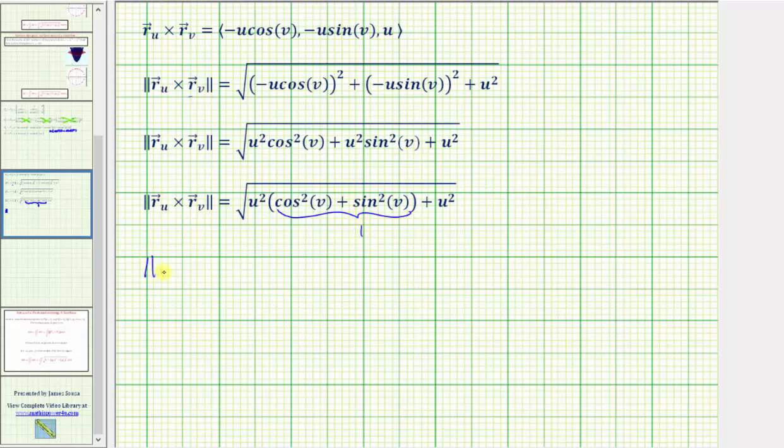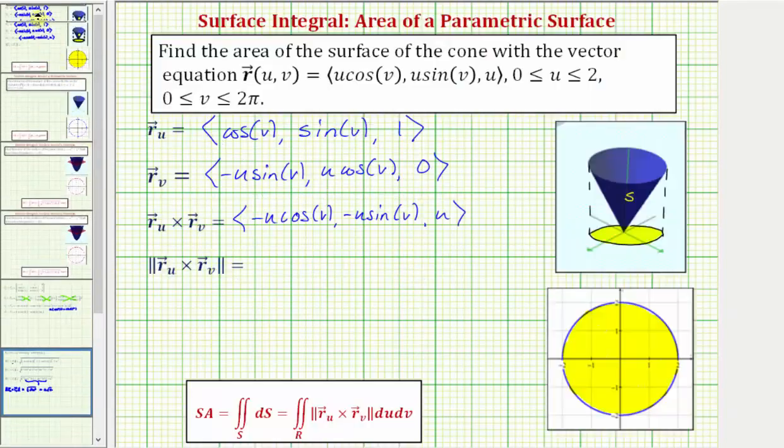And therefore we have the magnitude of the cross product is equal to the square root of just u squared plus u squared, which equals 2u squared, which would be equal to u square root 2, or square root 2 times u. Remember, u is on the closed interval from 0 to 2, so we know u is positive. So again, going back to the first slide, we now know the magnitude of this cross product is equal to u times square root 2, or if we want, square root 2u.